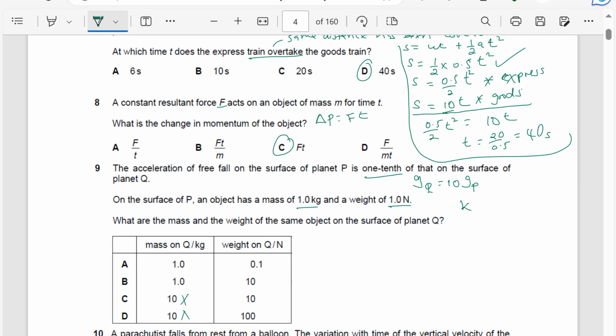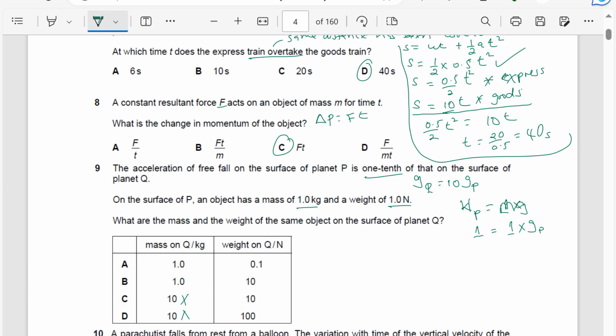So we know that the weight on P is 1 newton. On the surface of P, an object has a mass of 1 kilogram and a weight of 1 newton. Of course, we know weight is mg. Let me first write the formula. Weight is mg. So for P, the weight is 1 newton and the mass is 1 kilogram, times g on P. So it means g on P is going to be 1.